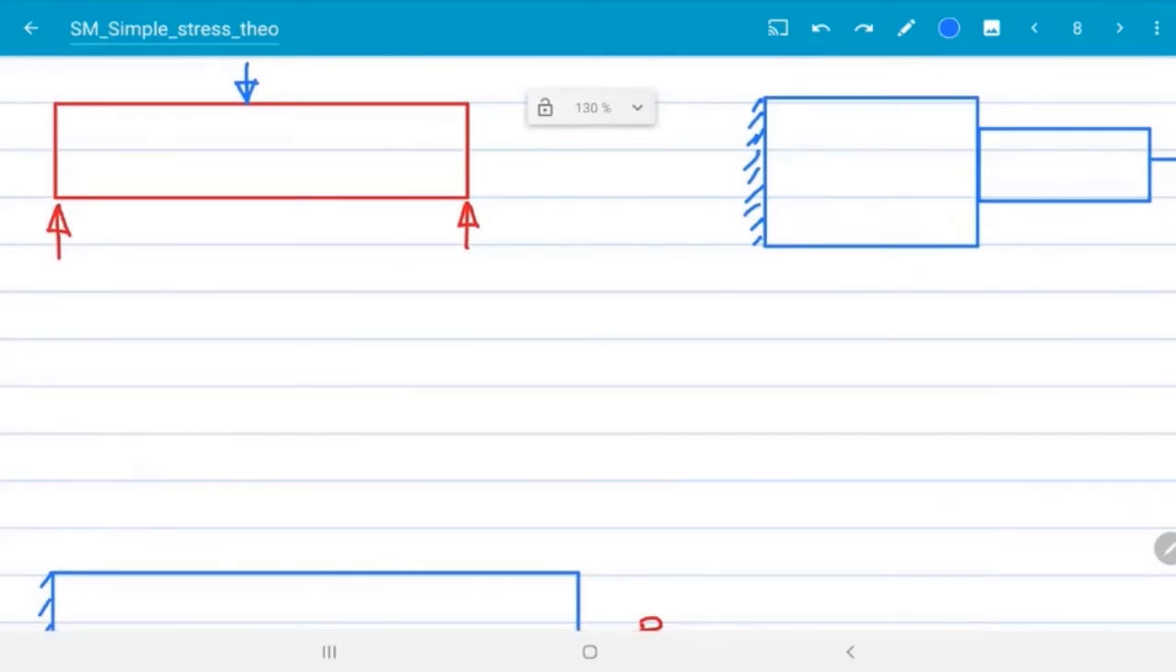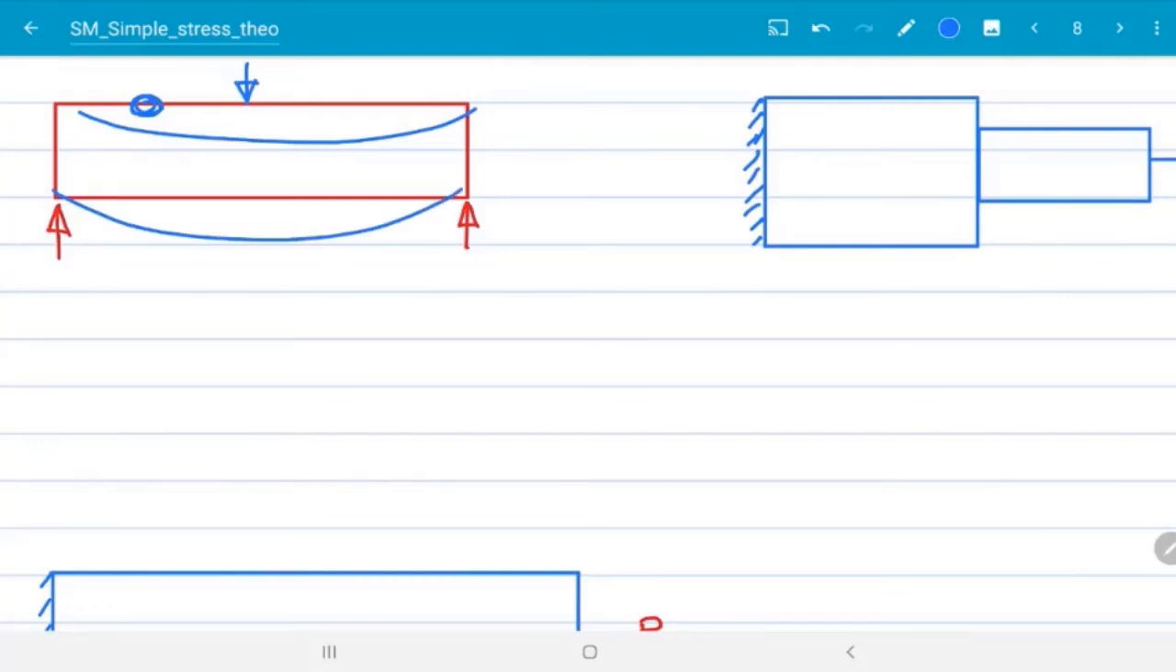Now tell me, while bending, in the top surface, which type of stress will be developed? In the bottom surface, which type of stress will be developed? Tell me. Answer, please. Very good. Top surface compression, bottom surface tension in the simply supported beam. Correct answer.